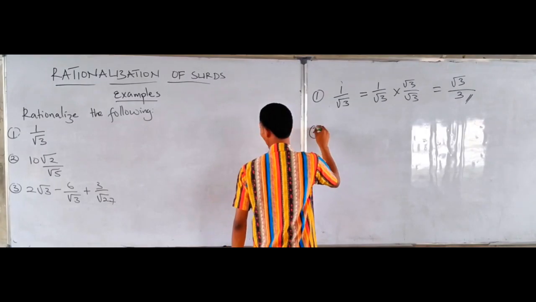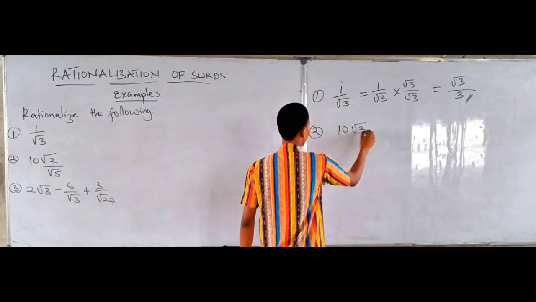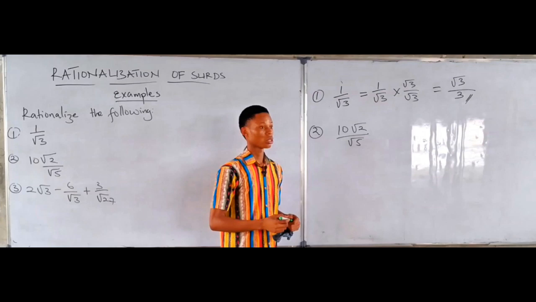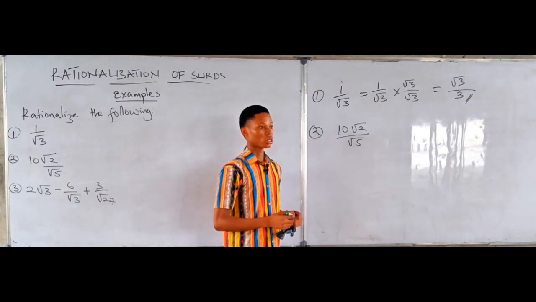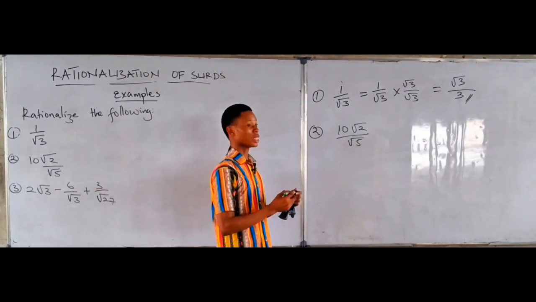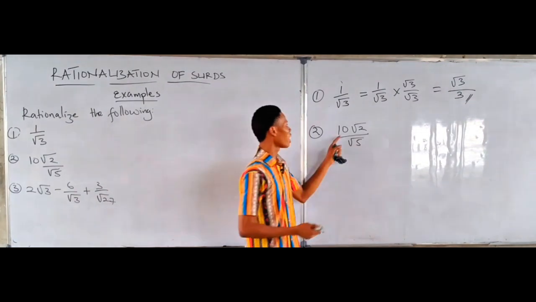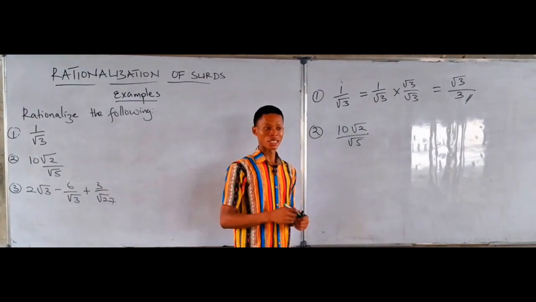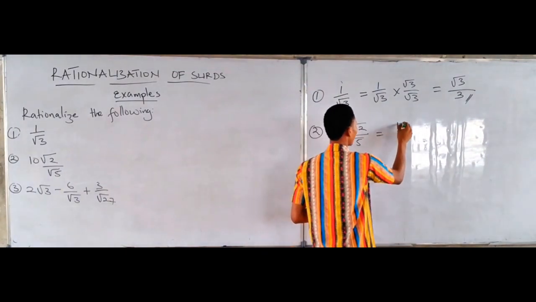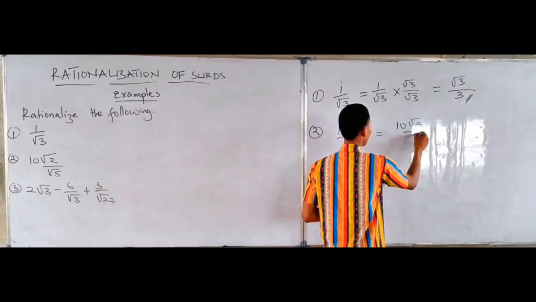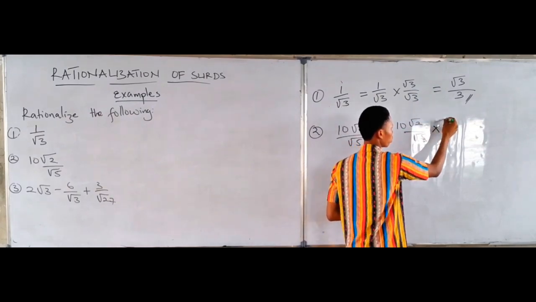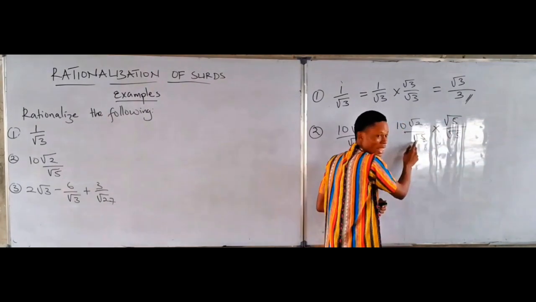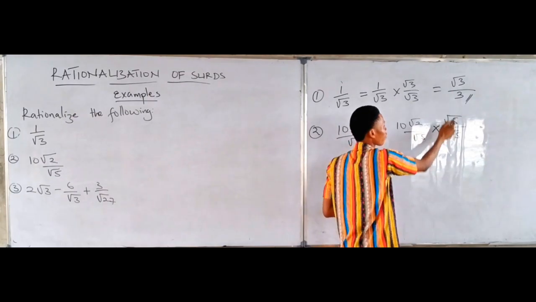Question 2 says rationalize 10 root 2 all over root 5. Who has gotten the answer here? What's the answer? 2 root 10. Okay, let's see if it's correct. Let's solve it together. 10 root 2 all over root 5. When you're solving something like this, we rationalize. So this is the same thing as 10 root 2 all over root 5 times root 5 over root 5. Anything that is the denominator, that's what you use. Root 5 times root 5.